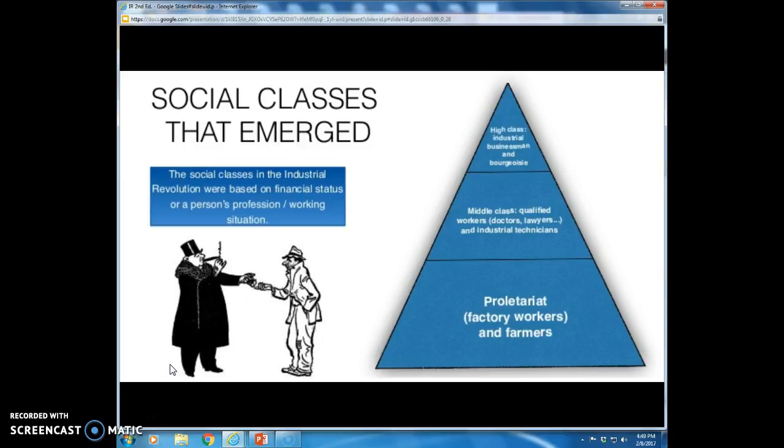70% or more of the people were the laboring class, or under Marx, the proletariat.